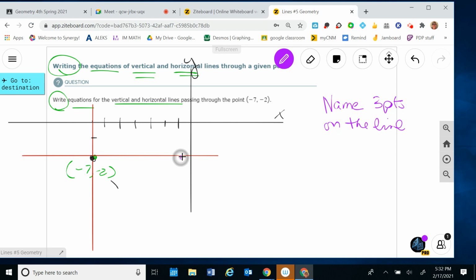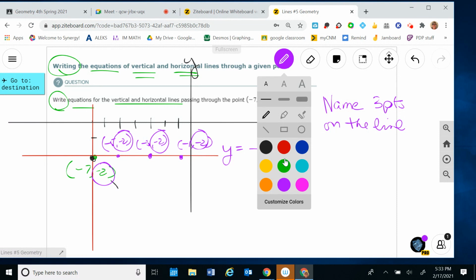So here's a point on the line. What is that point? It's -1, -2. Name this point. That's -3, -2. Name that point. -5, -2. Do you notice a pattern here? Do you see that you have -2, -2, -2, -2, and that's the y. Therefore, the name of the line is y equals -2. It's that simple. Just name 3 points and notice the pattern.